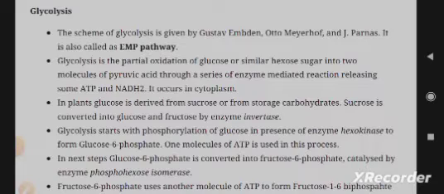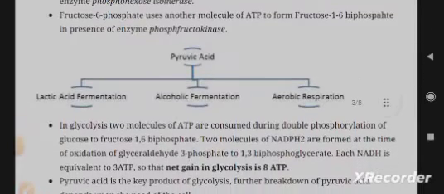Glycolysis starts with phosphorylation of glucose in presence of enzyme hexokinase to form glucose 6-phosphate. One molecule of ATP is used in this process. In next steps, glucose 6-phosphate is converted into fructose 6-phosphate catalyzed by enzyme phosphohexose isomerase. Fructose 6-phosphate uses another molecule of ATP to form fructose 1,6-bisphosphate in presence of enzyme phosphofructokinase.